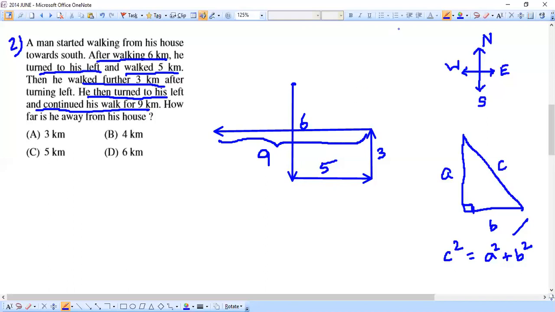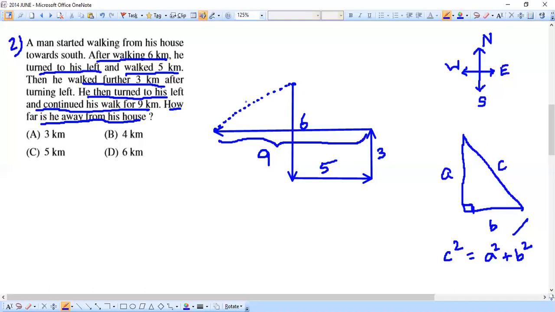So we'll just start from the beginning. That person starts from this point and walks like this 6 kilometers, then turns left 5 kilometers, then turns left 3 kilometers, and then once again turns left 9 kilometers. Now he is here. This is his destination. Now, how far is he away from his house? This is our question. So from the point where he started till this destination, this distance would be how much?